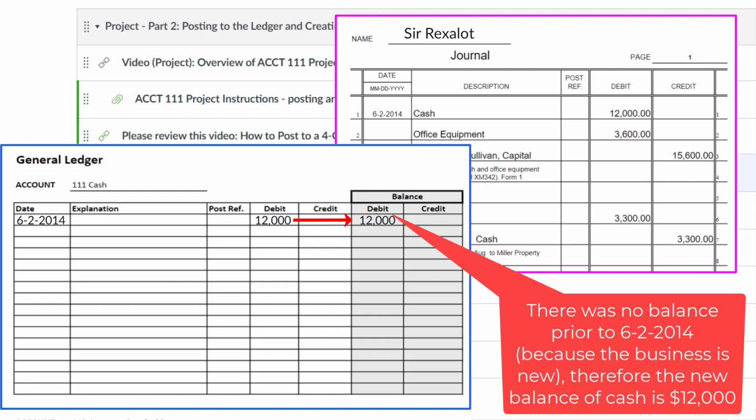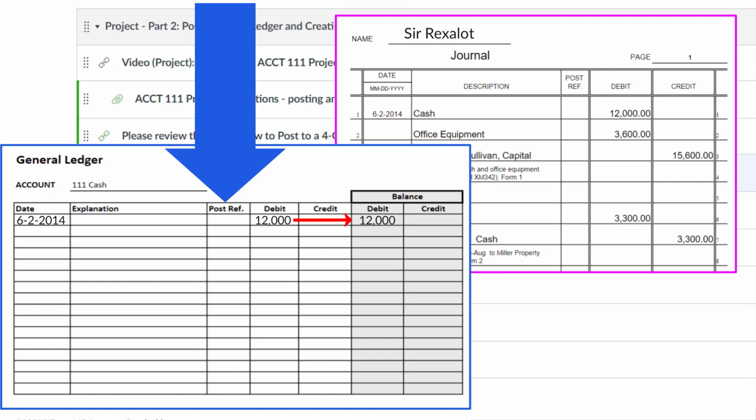And now what we need to do is, in the post reference column in the ledger, we need to tell everyone who's reading this where this transaction, where this $12,000 debit came from. Well, it came from the journal, so we're going to put J. And what page did it come from? 1. So we're going to put J1.